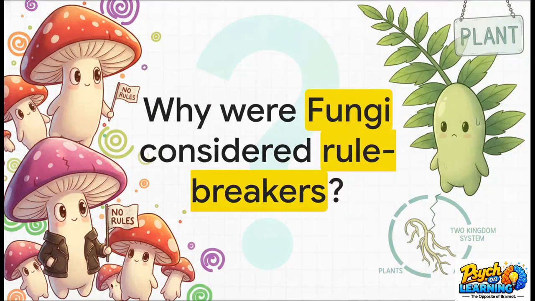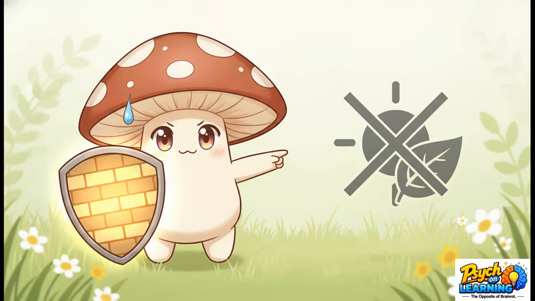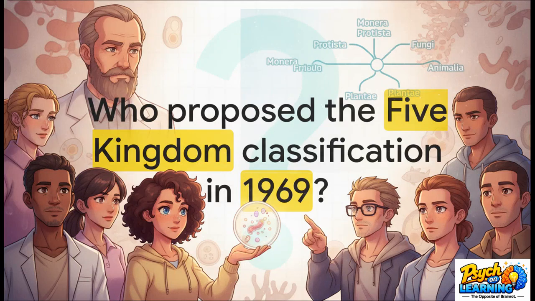All right, question 3. Things are getting a little trickier now. Why were fungi considered rule breakers in that old two-kingdom system? Why couldn't they just be grouped as plants? Because they have cell walls like plants, but they lack chlorophyll. That means they cannot make their own food.